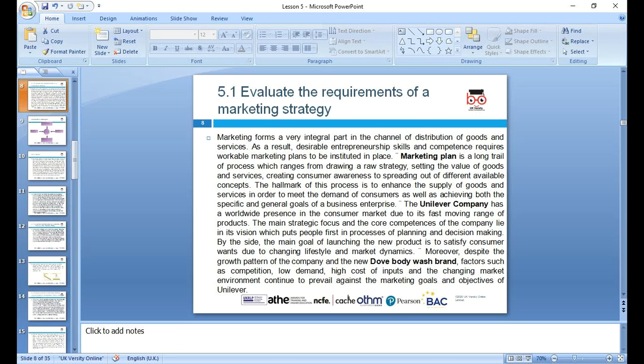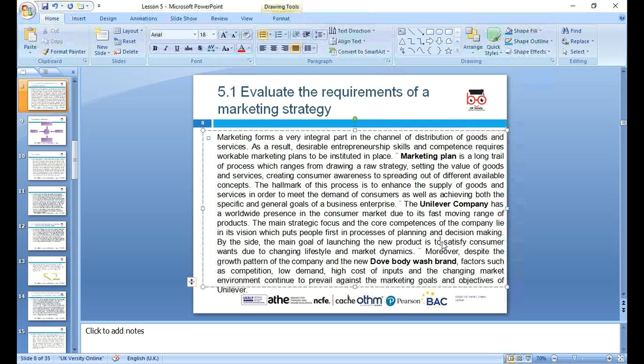So marketing forms a very integral part in the channel of distribution of the goods. Distribution of the goods is one of the marketing mix. Place is also known as distribution of the goods. Placement, as a result, desirable entrepreneurial skills and competencies. What skills and competencies are required? We discussed competencies and capabilities. Capabilities, you are able to do, but you're not competent, you don't have the skill. So you need skills. You need market knowledge, you need social media knowledge as well. A workable marketing plan to be put in place.